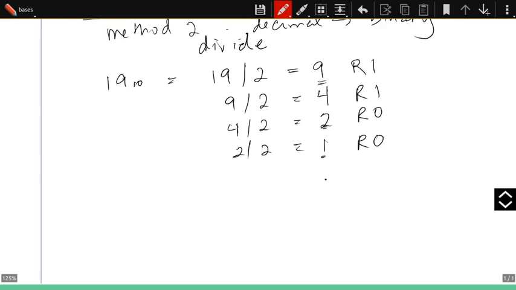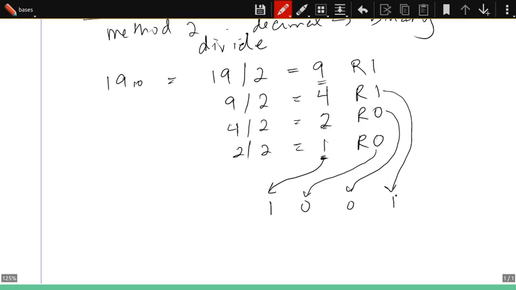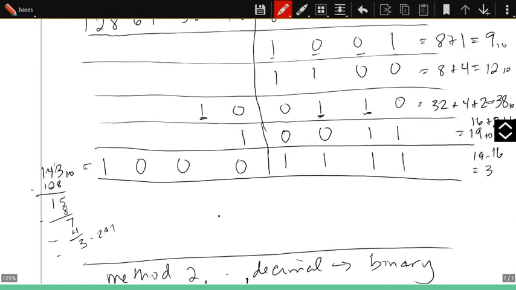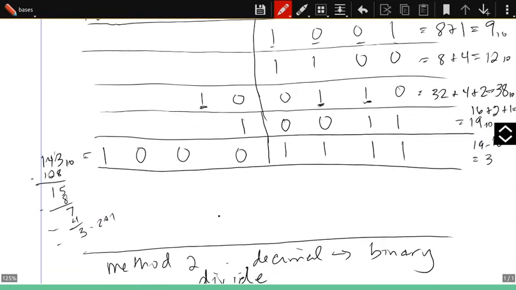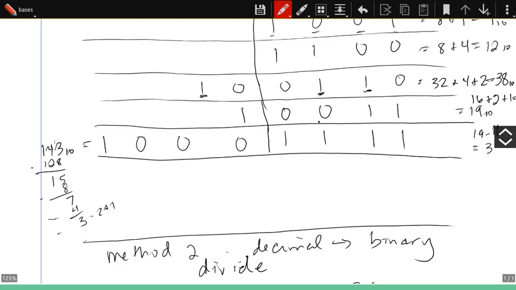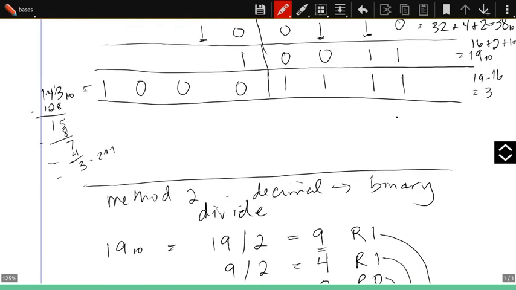And then our answer starts with the last quotient. So we have a 1, and then we go backwards through the remainders. So the next number is 0, 0, 1, 1. So this is the number in binary. And 10011, if we look up at what we did the first time, here's our 19, 10011. We got exactly the same thing.